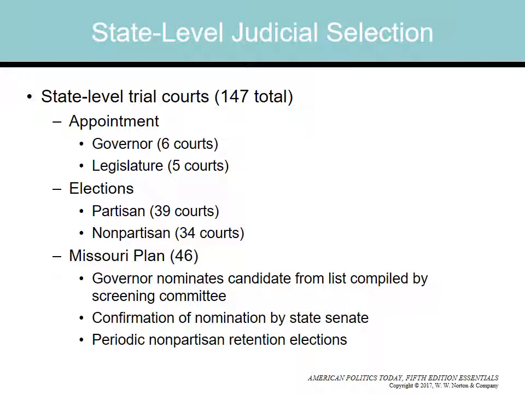Now, the Missouri Plan is where the governor nominates a candidate from a list compiled by a screening committee. Then the state Senate confirms the nomination, and then there's a periodic nonpartisan retention election to decide whether or not the judge is doing his or her job.